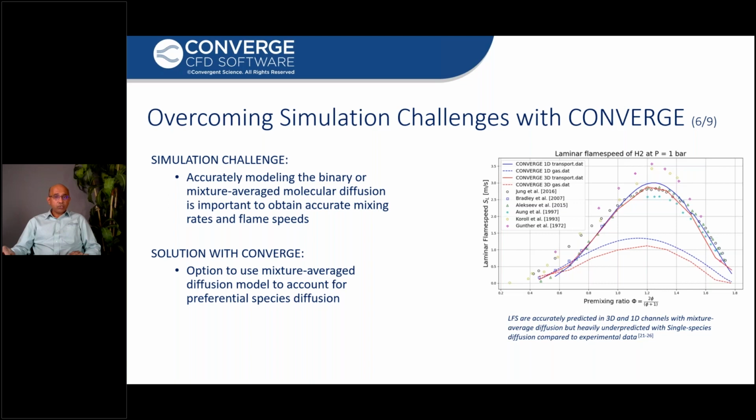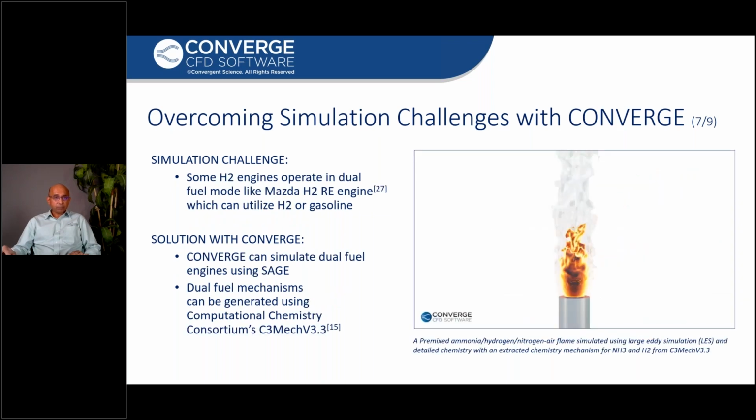The figure on the right shows laminar flame speeds of hydrogen at 1 bar as a function of premixing ratio. The open symbols are the data available in the literature. The solid lines are CONVERGE simulations using the mixed average diffusion model, while the dashed lines are CONVERGE simulations using the single species diffusion model. The red lines correspond to 3D simulations, while the blue lines correspond to 1D simulations. It can be clearly seen that accounting for preferential mass diffusion through the mixed average diffusion model is quite important in predicting the correct hydrogen laminar flame speeds.